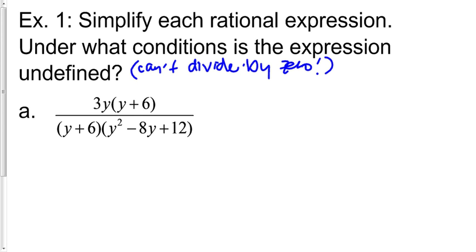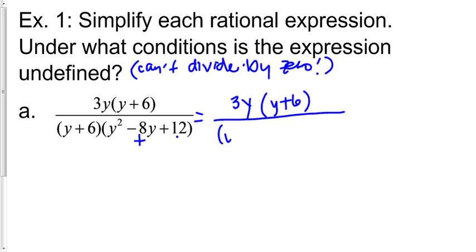Okay, so let's first start with simplifying and then we'll answer that question. So if I look at my expression here, the numerator is factored, 3y times y plus 6. The denominator is factored, but I think I can factor again. Can I multiply two numbers to 12 and have them also add up to -8? Well, I'm thinking of -6 times -2. So let's start by factoring the denominator. The numerator I don't need to change.